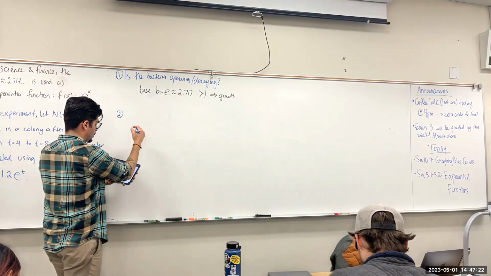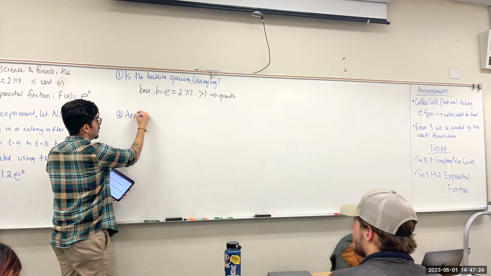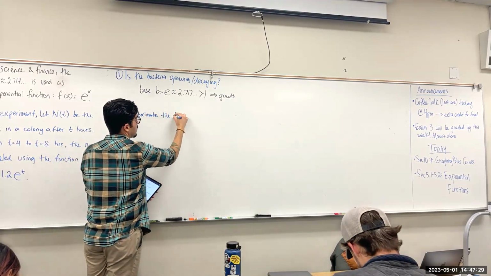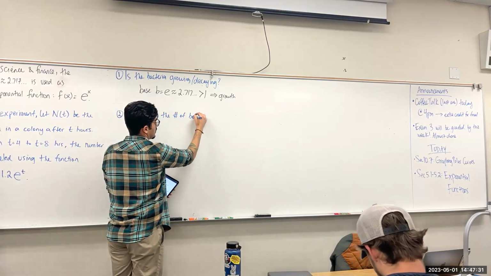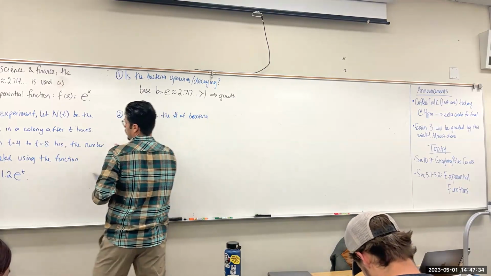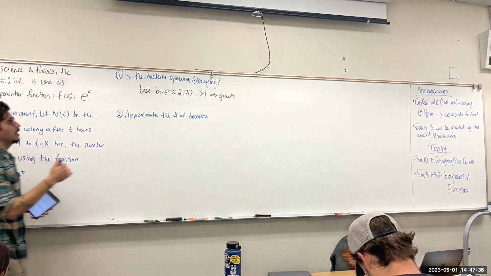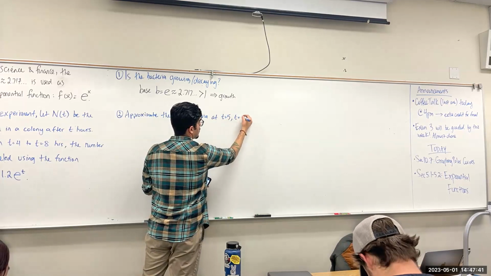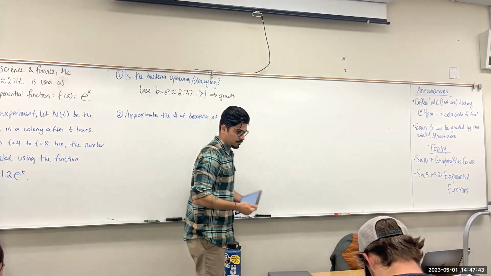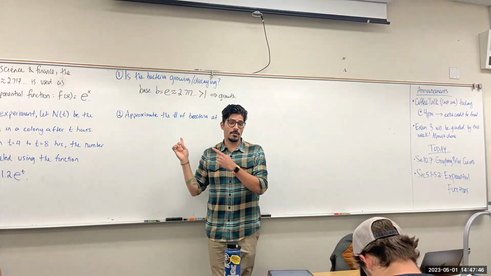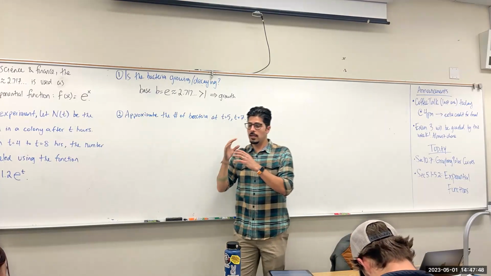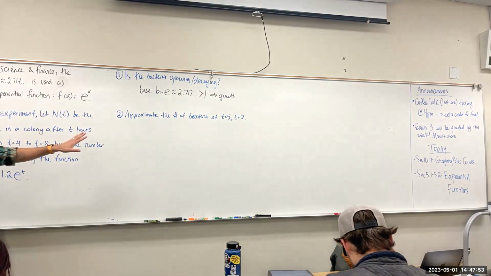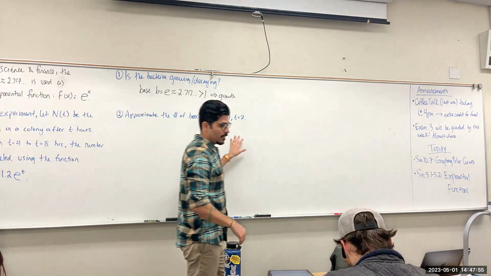Question 2. Approximate the number of bacteria at these values that were, no, sorry, bacteria at T equals 5 and then T equals 7. So I want you guys to learn how to do that in a calculator. So go on the calculator that you're going to use for your homework and figure out how to use this function to find the amount of bacteria.